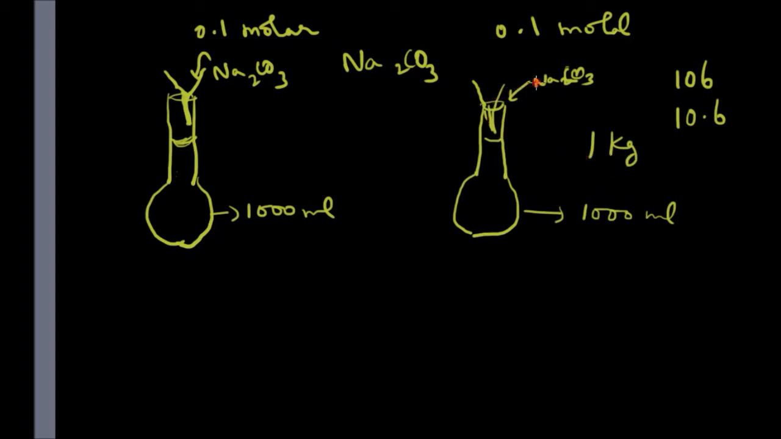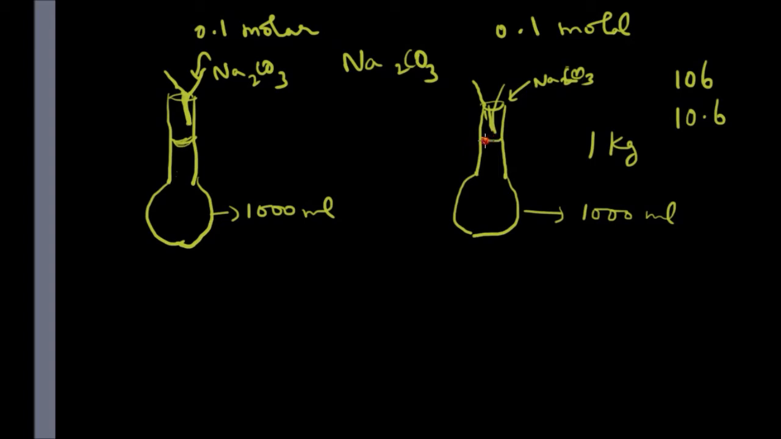And now, after adding sodium carbonate, pour that 1 kilogram of water little by little and then wash down all the salt into the flask, and then after the level comes here, remove the funnel and add the remaining water carefully. You don't have to bother about the level coinciding with the mark here. You have to add the entire 1 kilogram of water.